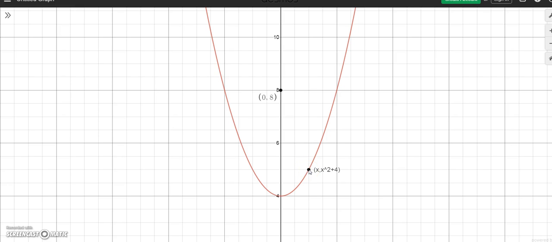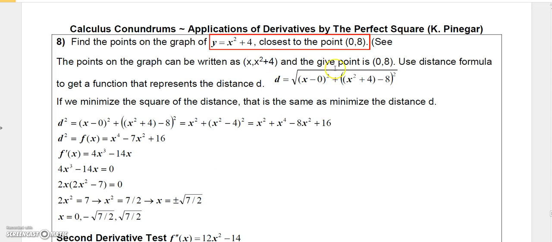Since the graph is x squared plus 4, I can let the x value of this point just be x, and then the y value has to be x squared plus 4. And so what I want is to find the distance between this point and that point, and then minimize that function. So we need the distance formula.